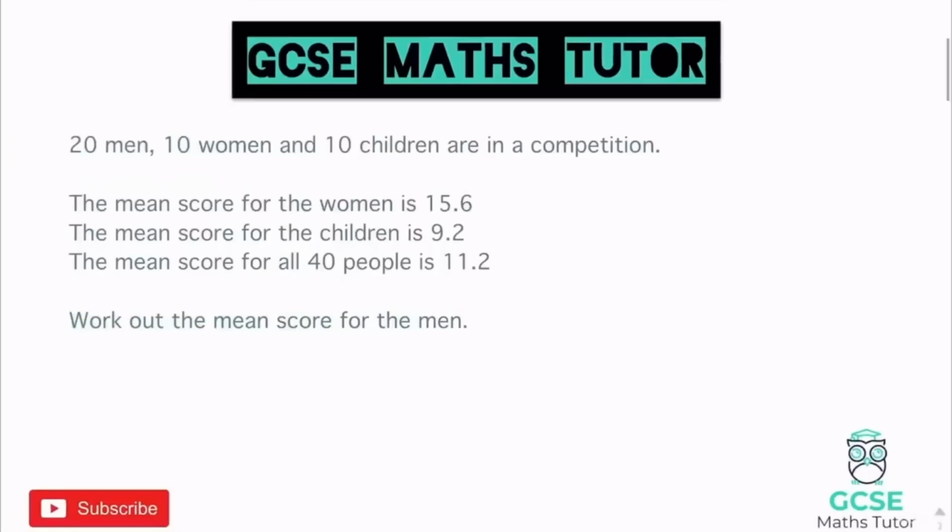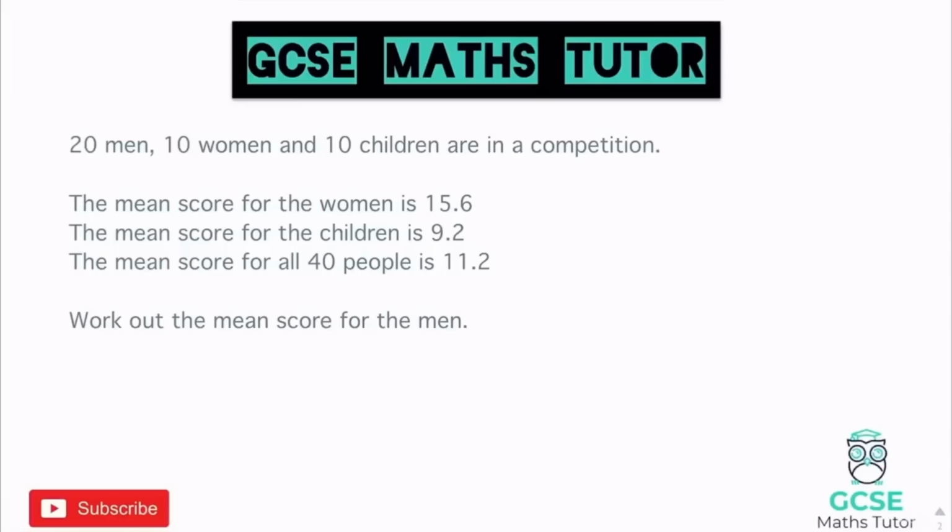Okay, so we've got some slightly more numbers in this question and a bit more information. If you have a look at the first line, it says there are 20 men, 10 women and 10 children. So we've got 3 bits of information in this question now instead of 2. It says the mean score for the women is 15.6 in this competition. The mean score for the children is 9.2 and the mean score for all 40 is 11.2. So again, we are missing one of the bits of information: we're missing the mean for the men. So it makes sense that the next line says work out the mean score for the men.